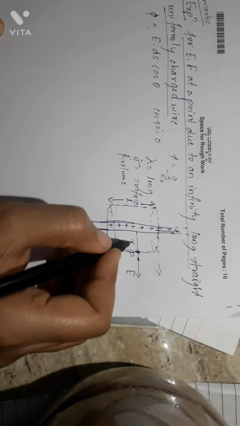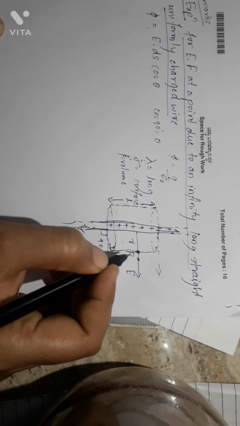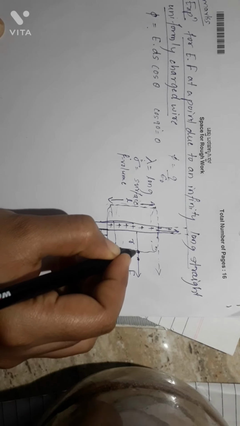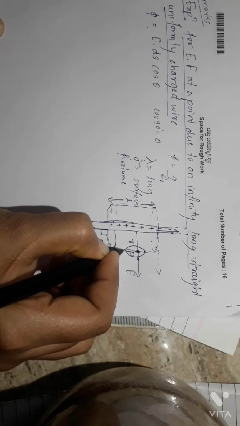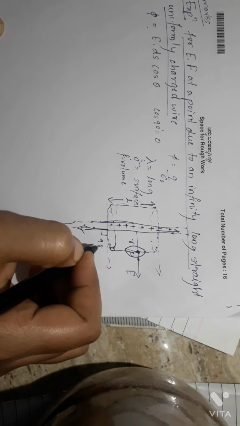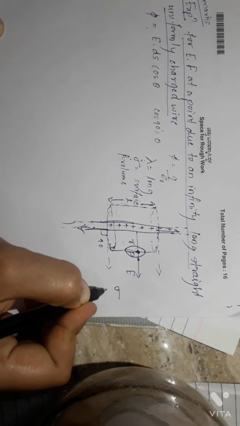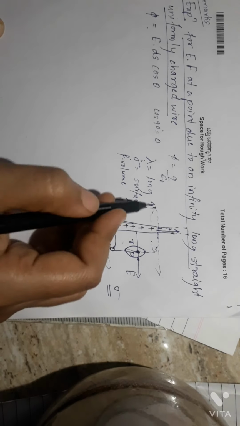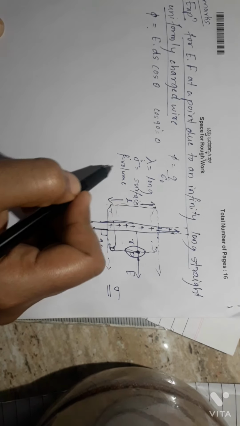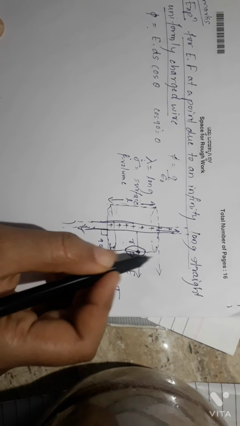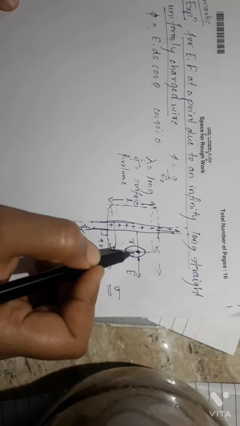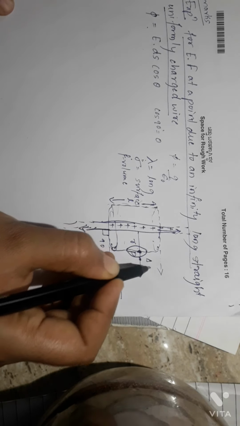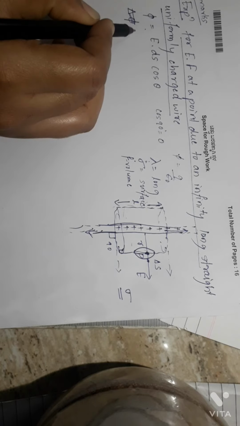Let us now consider a small surface area delta S around point P. This is point P. If we take a surface area, we use a surface charge density, sigma. I have said that there are three types of charge density. This is a small surface area at point P of the curved surface of the cylinder. Now we have to find the flux through this delta S, the small surface area.